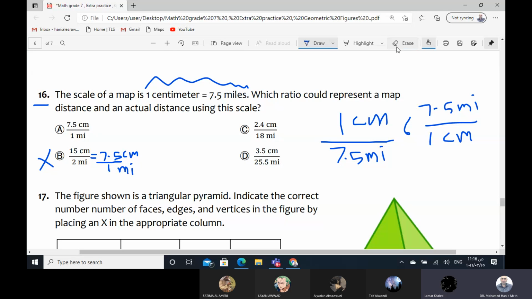Okay. Mr. I'm Fatma. Okay, why C? Who can explain why C? It's because I got 24 centimeter over 100 over 18 mile. So I multiply 7.5 by 2.4 and I get 18, so it's correct. Great.